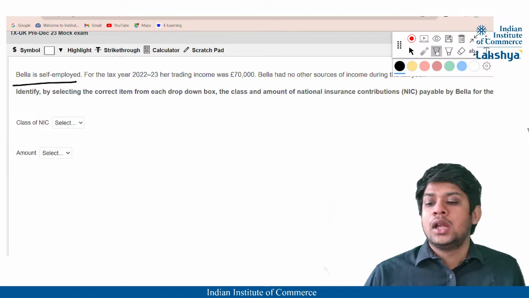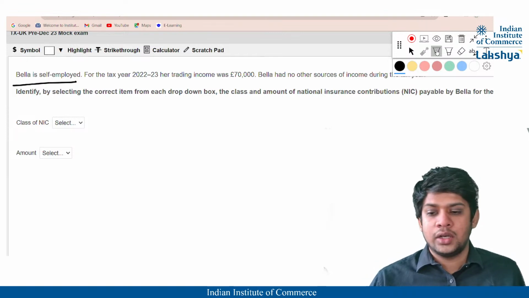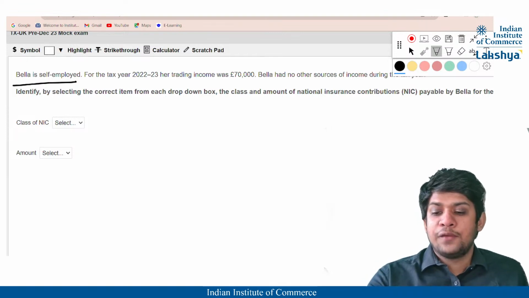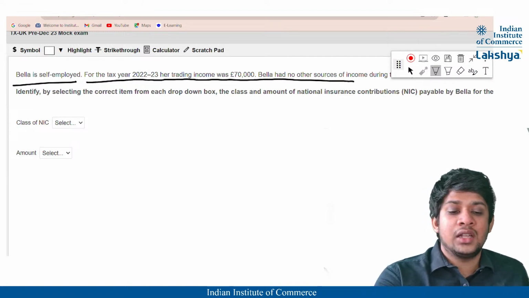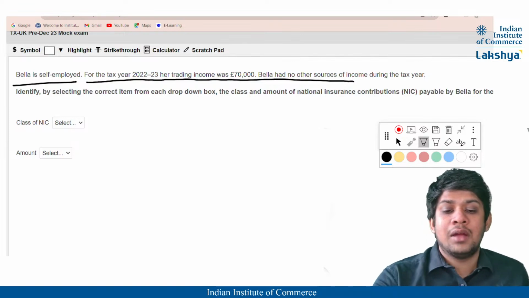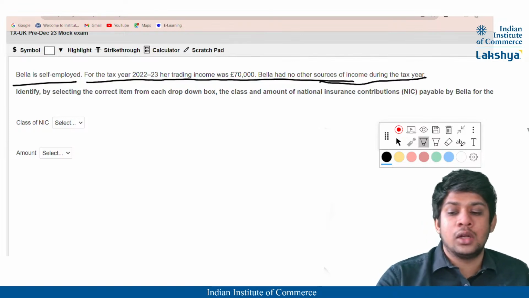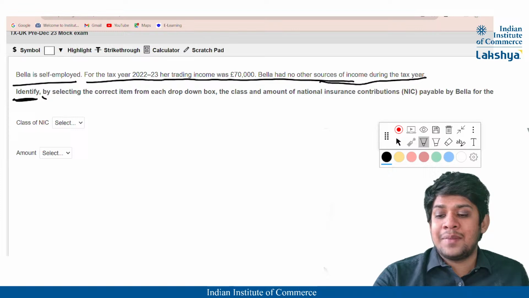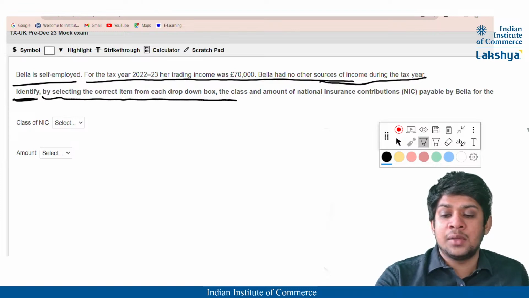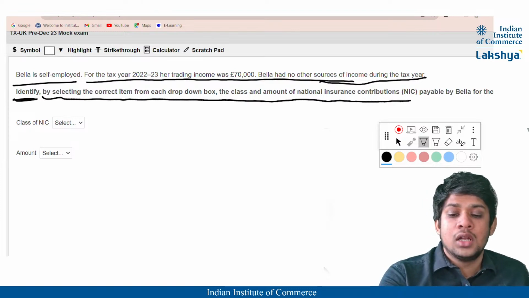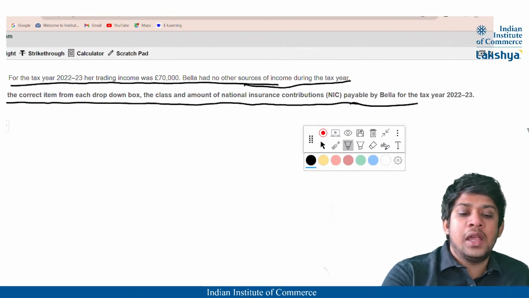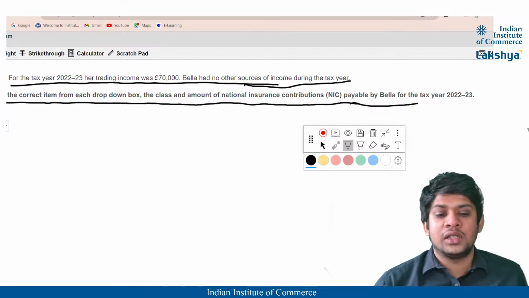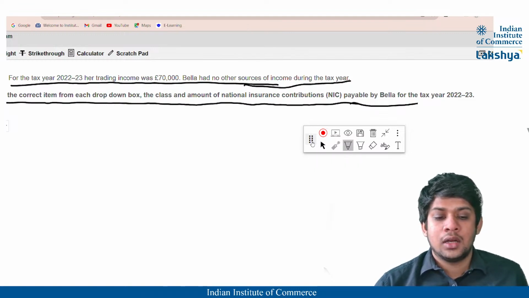Now, guys, Bella is self-employed. For the tax year 2022-23, her trading income was £70,000. Bella had no other sources of income during the tax year. Identify by clicking the correct items from the drop-down box the class and the amount of national insurance contributions payable by Bella for the tax year 2022-23.